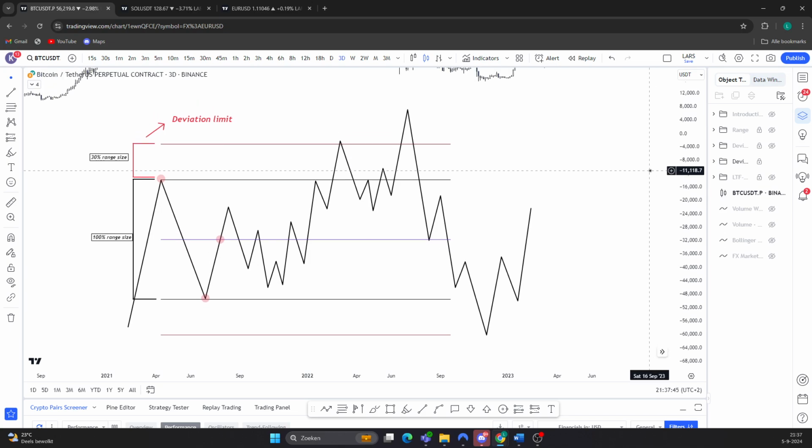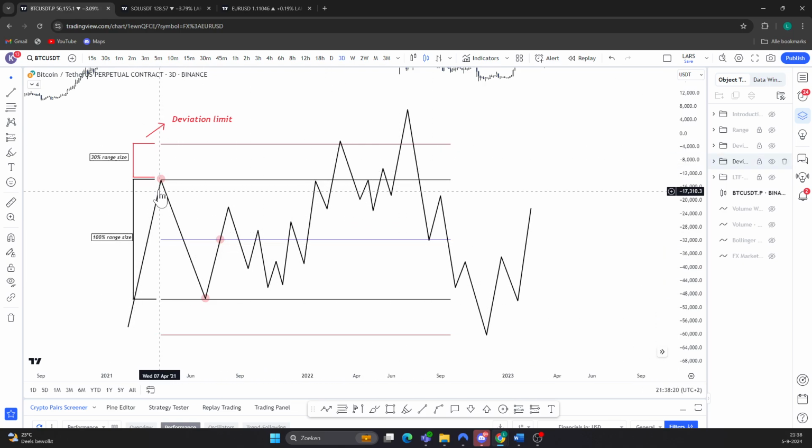And that is called the deviation limit. What is the deviation limit? In short, the DL. The DL is simply a limitation of how far price can deviate based on the size of a range, set at 30%. Preferably, when you want to call a range break a deviation, you do not want your price closing above your DL.